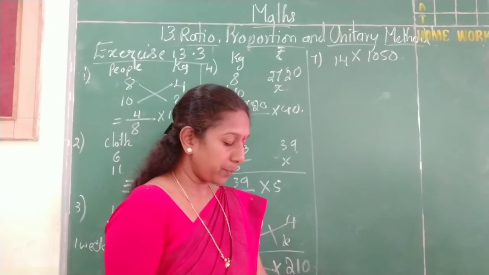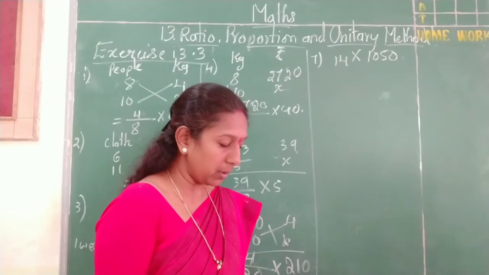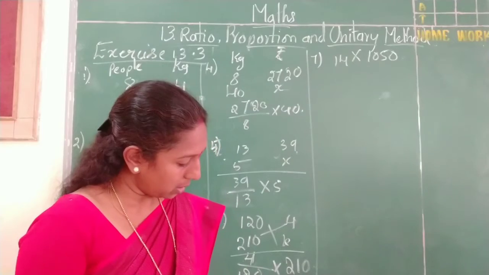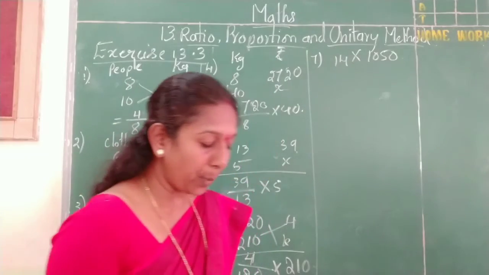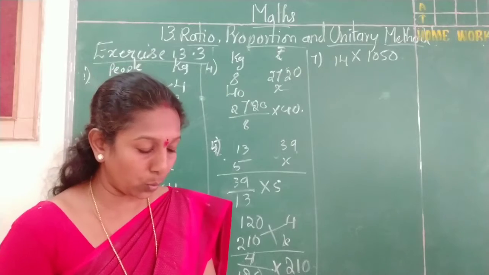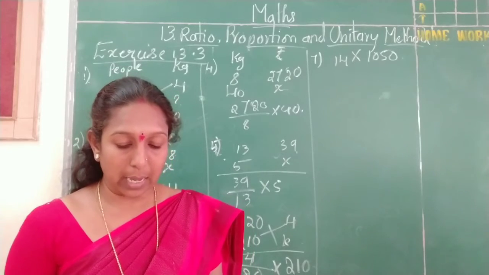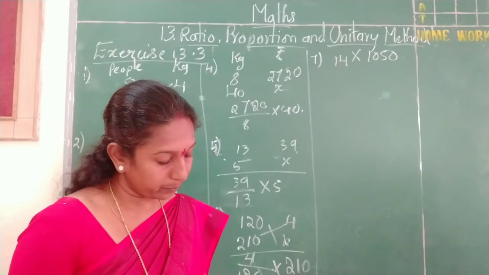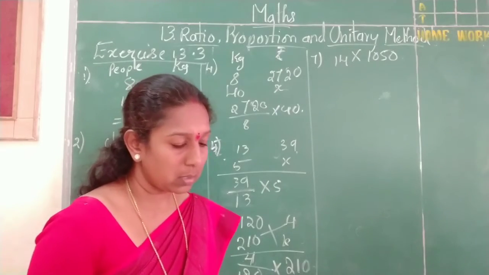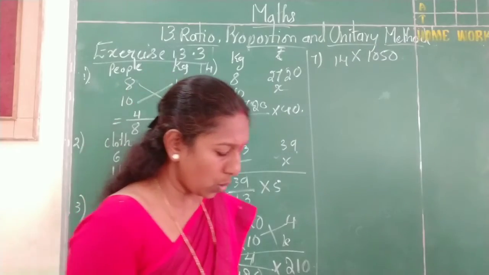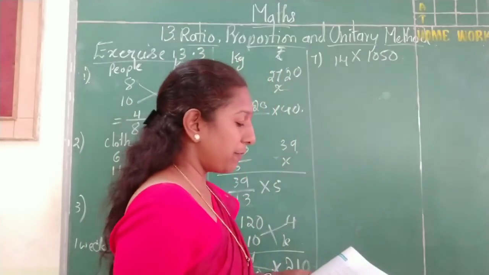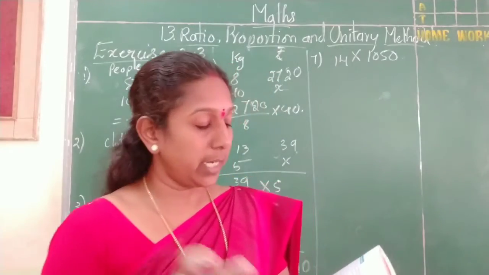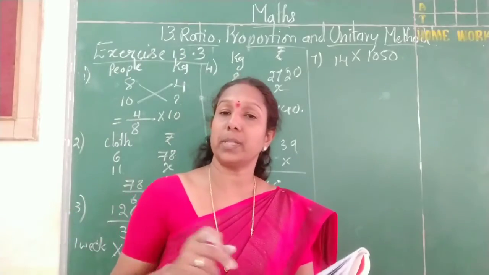Next, the 8th one. What is given here is that an employee earned 91,200 in 2 years. How much would he have earned in 9 months? So we have to first convert the 2 years to months, because here they are asking in months, so both should be in the same unit.